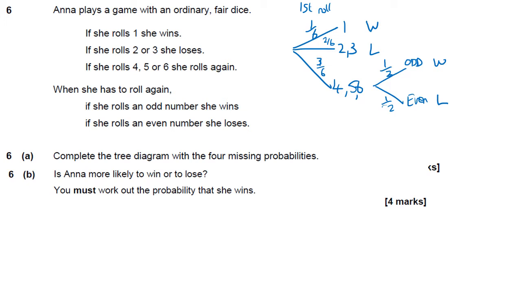Well, let's just find out the probability that she wins. So the probability is either she gets a win straight away off the first roll, which is 1 out of 6, or the other way that she can win is she can roll a 4, 5 or 6, which has a probability of 1 out of 2 happening, 3 out of 6, multiplied by the probability of then throwing an odd number, which is also 1 out of 2. So if we simplify this, we get 1 out of 6 plus 1 out of 4.